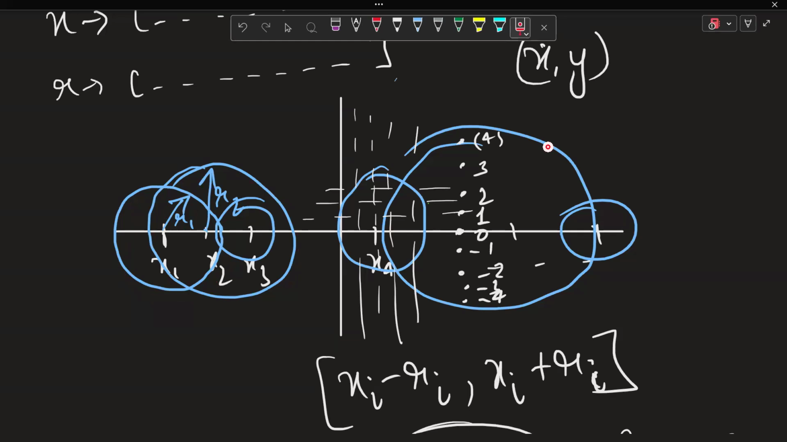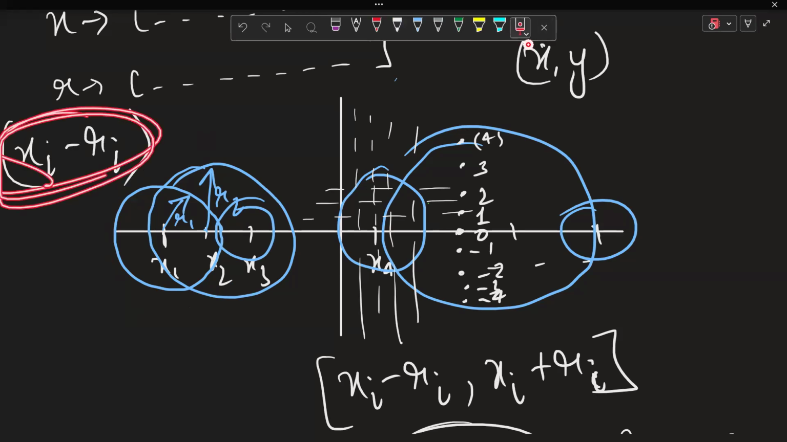Okay. So the first thing that you need to do is sort these circles on the basis of their leftmost point. The leftmost point would be xi minus ri. So sort all of them on the basis of this. Once that is sorted, then one by one, start with this point.